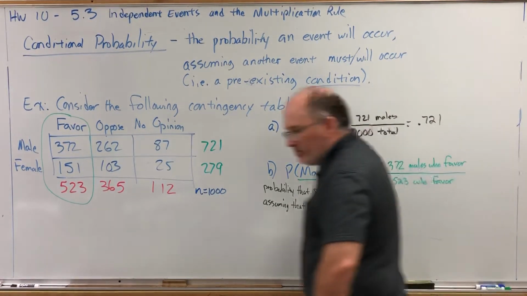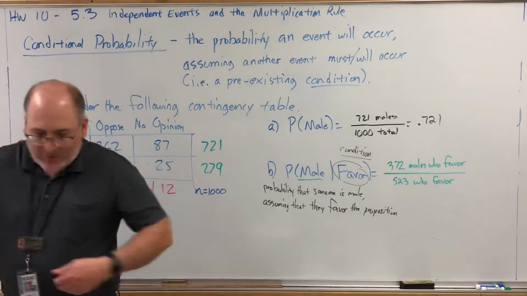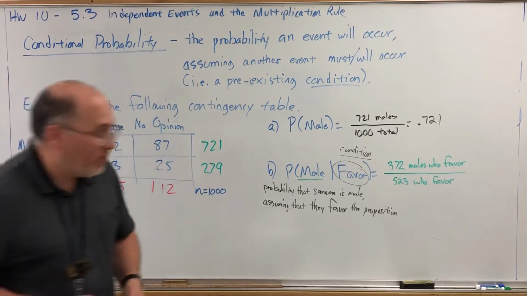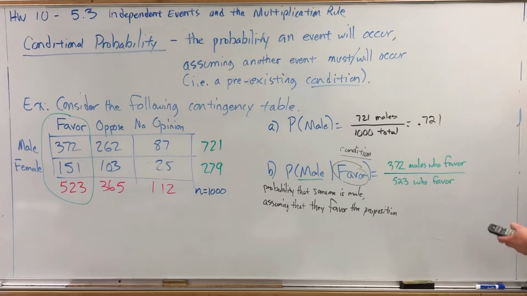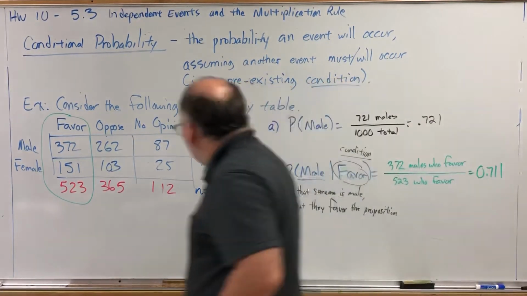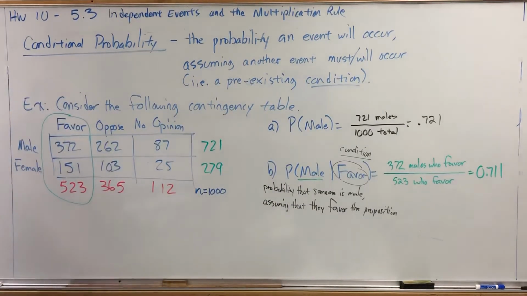Now, I don't know what this decimal equals, but I'm going to take a wild guess and say that it's different than the one that we got before. So out with the calculator, and let's see what we get. 372 divided by 523. 0.711. It was close. Actually a lot closer than I thought it was going to be, but it wasn't the same. You'll see why that's important when we define, excuse me, when we define independent events.